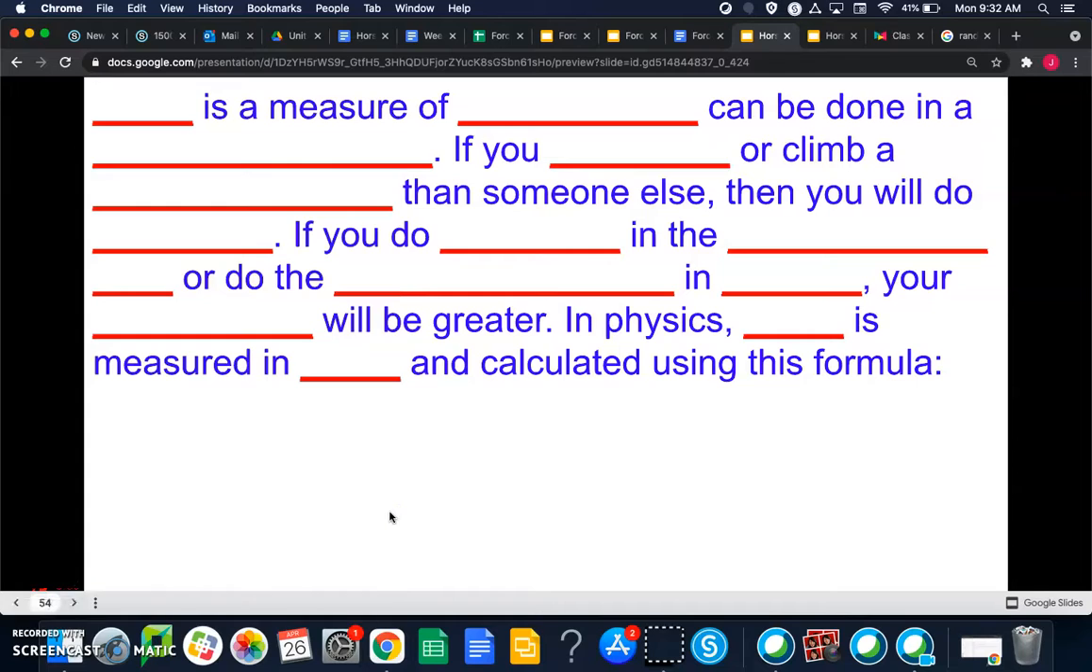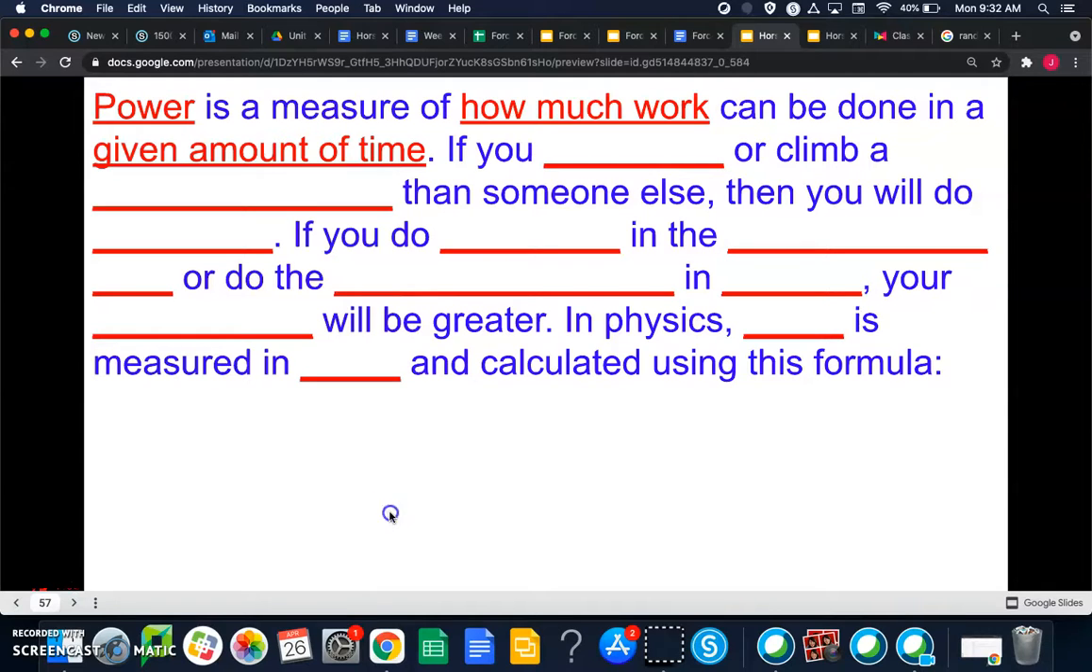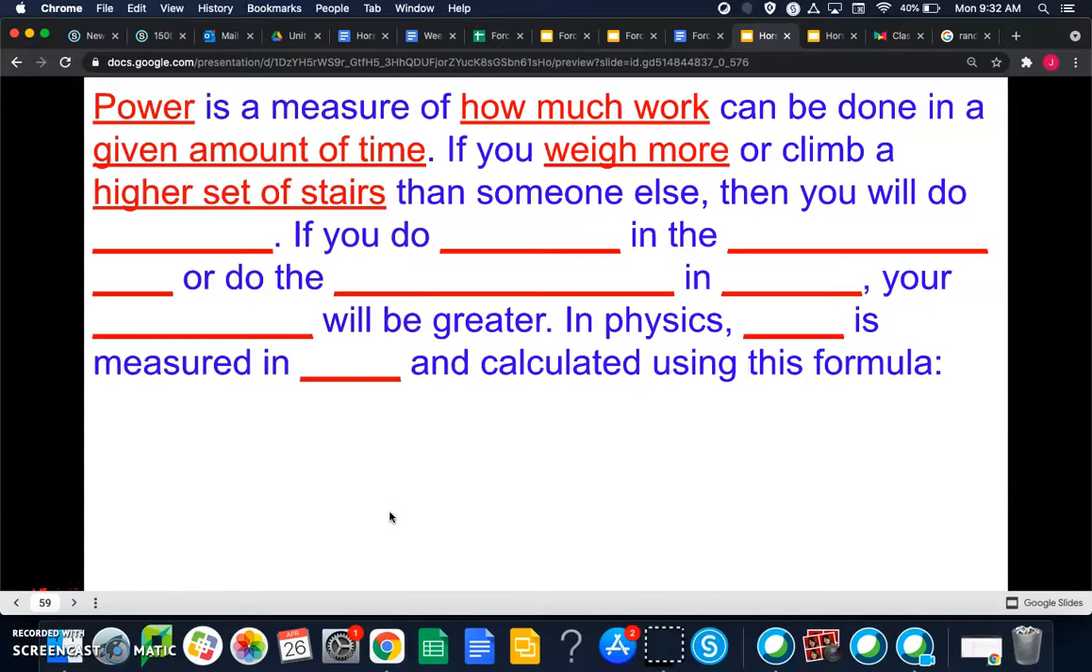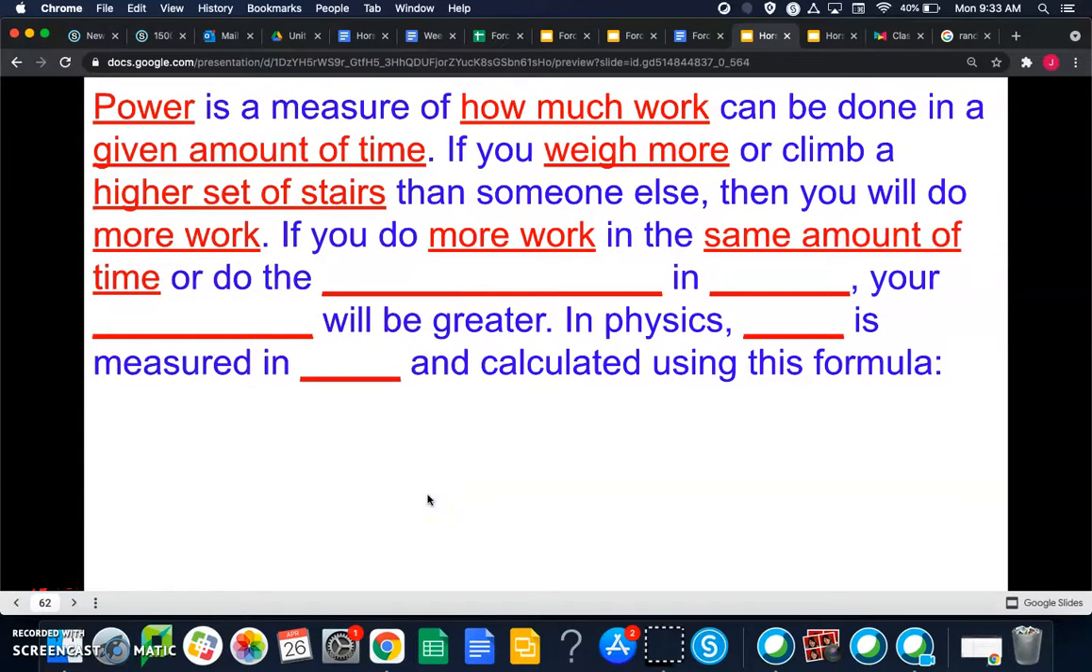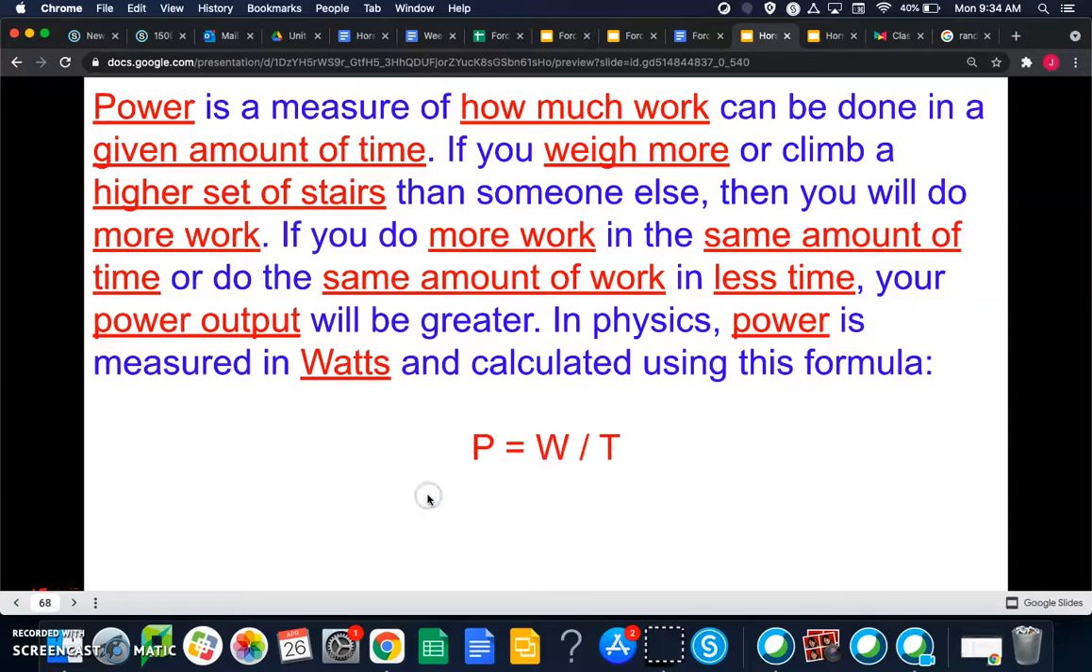So now let's take some notes on power. Power is a measure of how much work can be done in a given amount of time. If you weigh more or climb a higher set of stairs than someone else, you will do more work. Okay, and so then if you do more work than someone else in the same amount of time, or do the same amount of work in less time, your power output will be greater. And so in physics, power is measured in a unit called watts, and it's calculated using this formula. Power equals work divided by time.